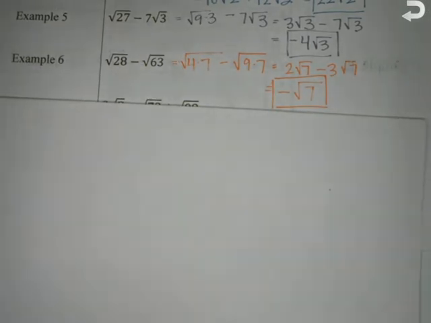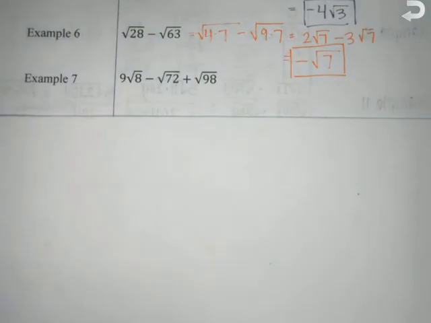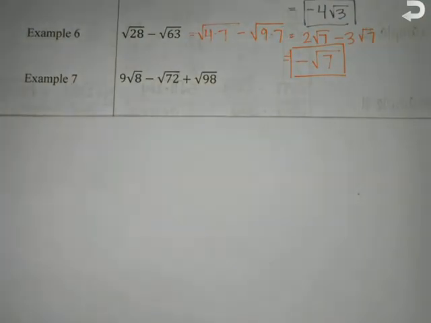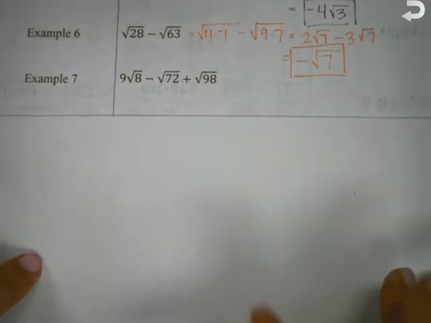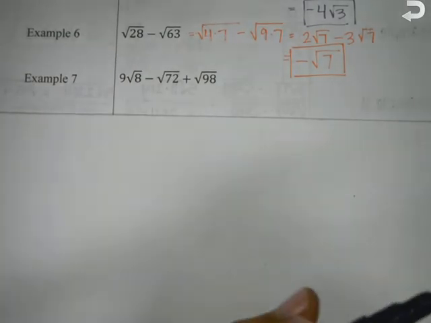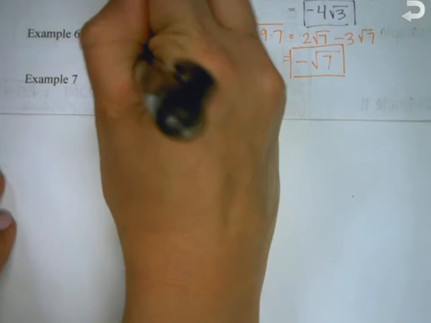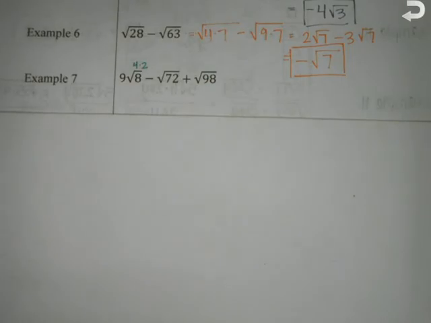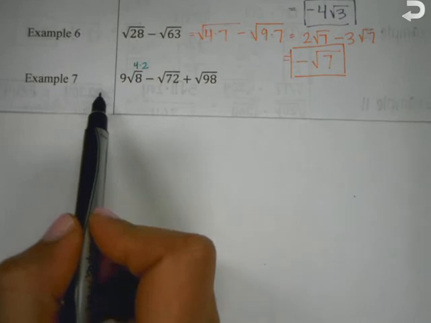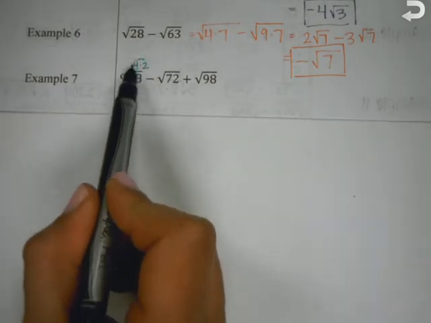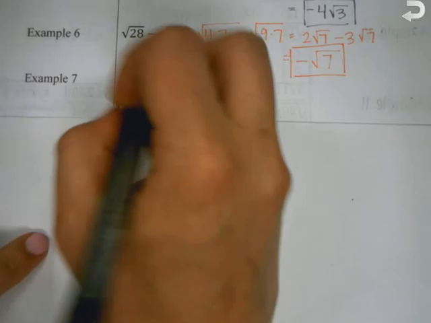Okay, so example 7, even though there's 3, the rules don't change. We do have to remember to add and subtract from left to right. Okay, so we still have to follow order of operations. Let's simplify these first as much as possible. How does 8 break down? 4 and 2. Is everybody okay if I just write it on top really small so that I save space? Okay, so if 8 breaks down to 4 and 2, what's the square root of 4? 2. And what's 2 times 9? 18. So this is 18 root 2. Is everybody okay with that? Okay.